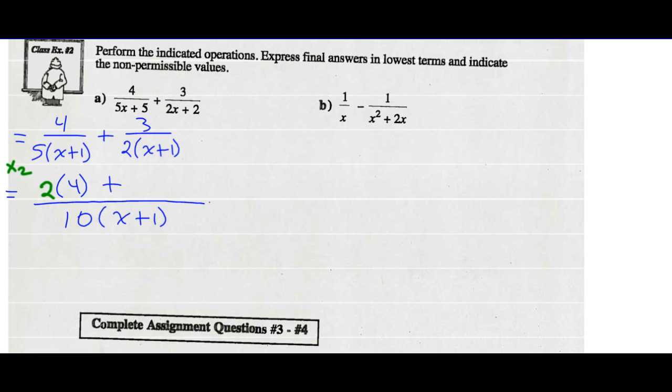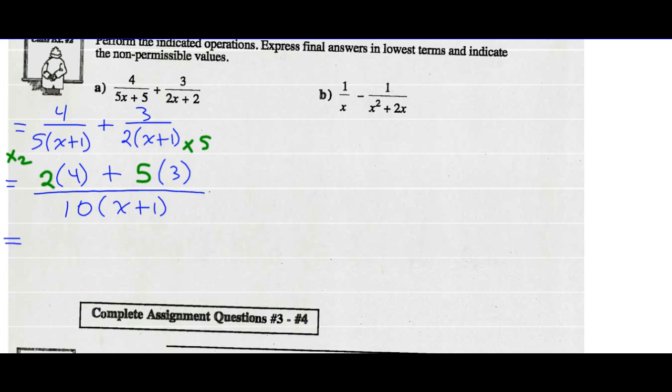Add to that, my second denominator is 2 times x plus 1. To make it look like 10 times x plus 1, I have to multiply that by 5. So I should multiply my second numerator by 5. So 5 times my second numerator of 3. Now I can go ahead and simplify my numerators. 2 times 4 is 8, add 5 times 3 is 15, all over 10 times x plus 1, and 8 plus 15 is 23 over 10 times x plus 1.